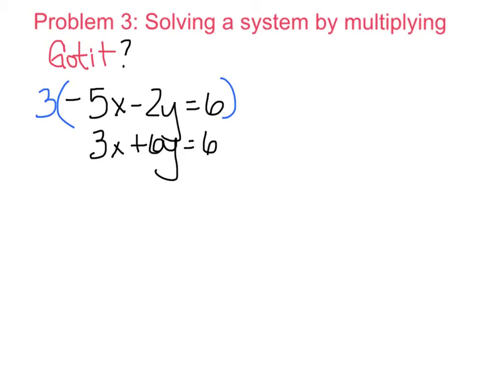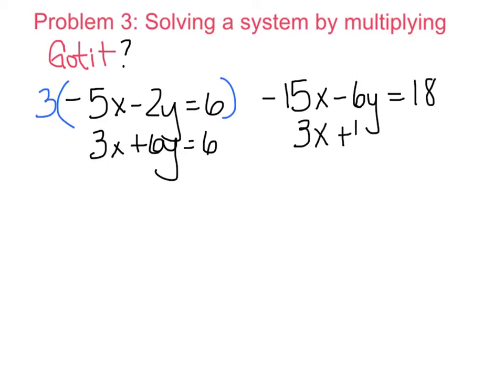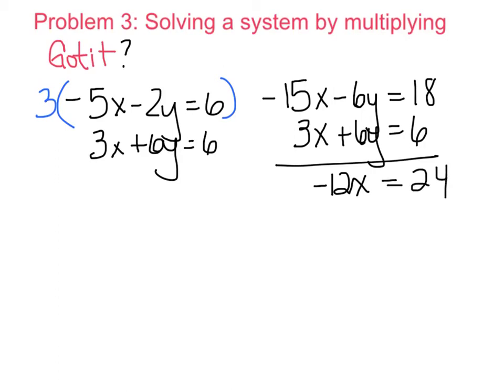So let's multiply the first equation by 3. Negative 15x minus 6y equals 18. The second equation does not change. Add them together. Negative 12x equals 24. Divide by negative 12, x equals negative 2.